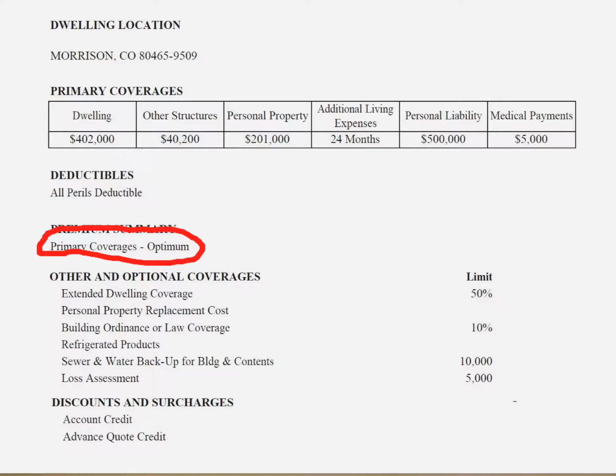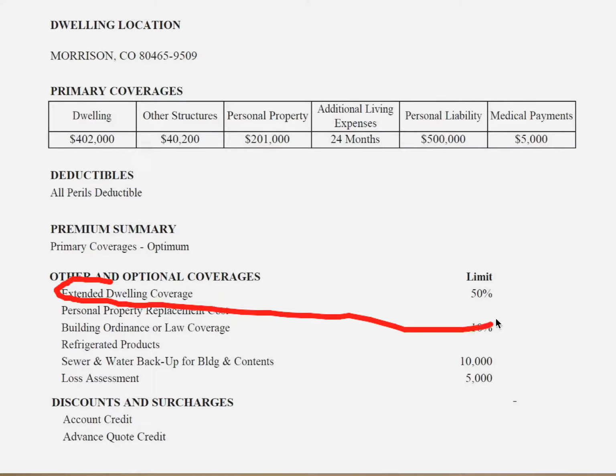So moving forward here, let's talk about extended dwelling coverage. This is a very important coverage on your homeowner's insurance policy. That was a big circle.